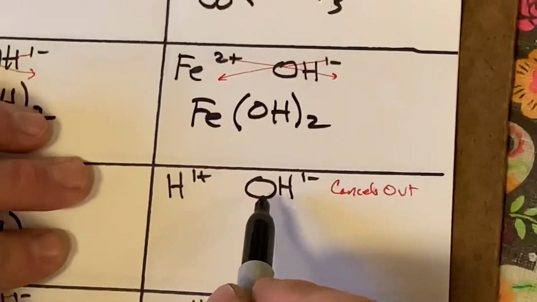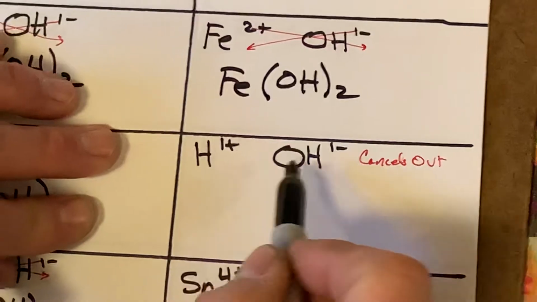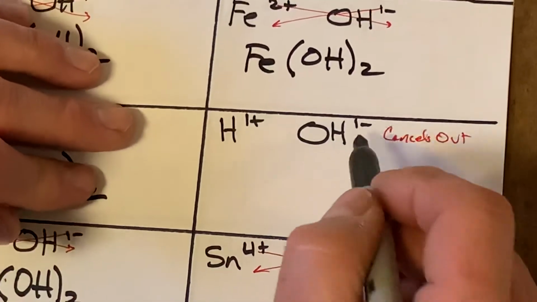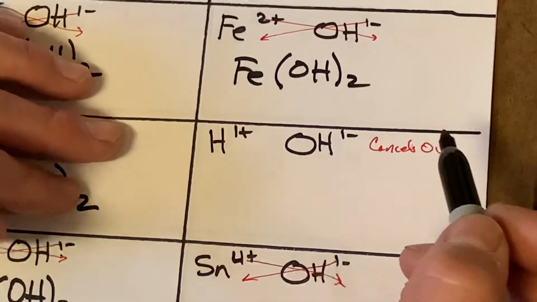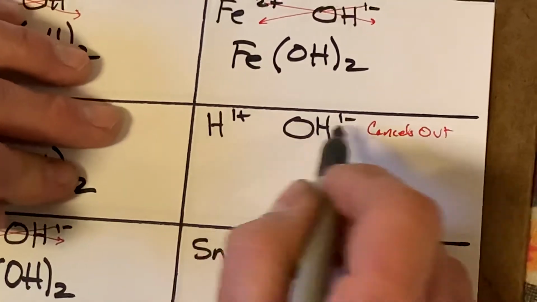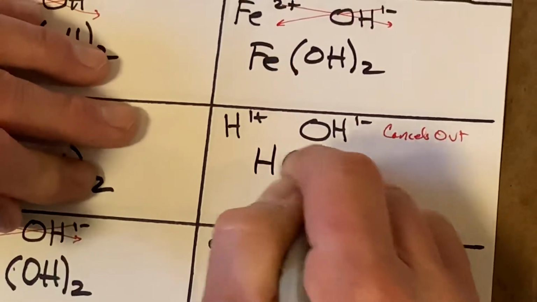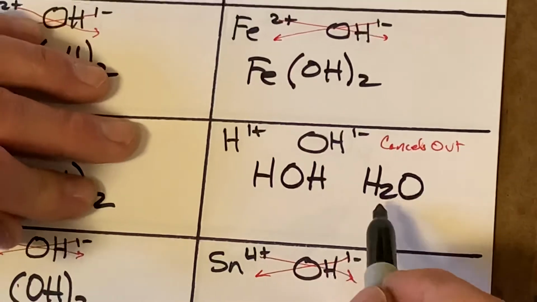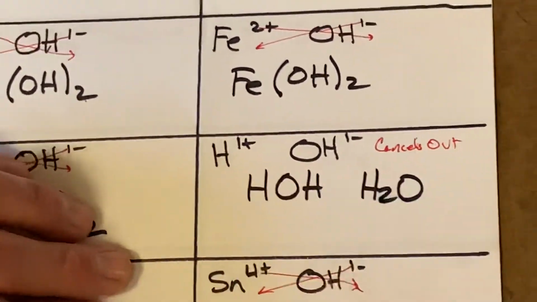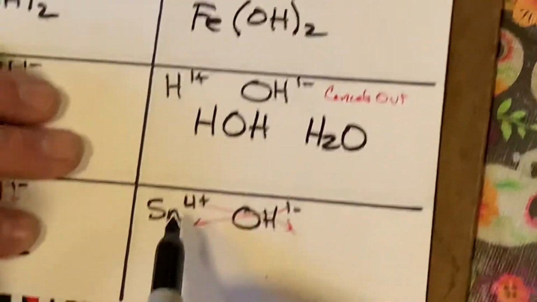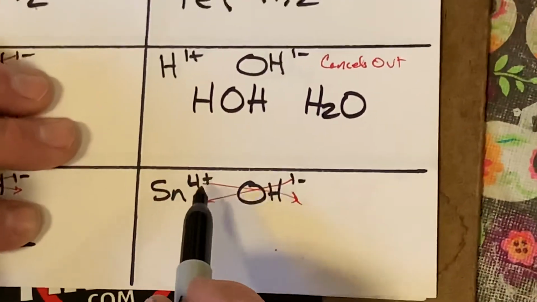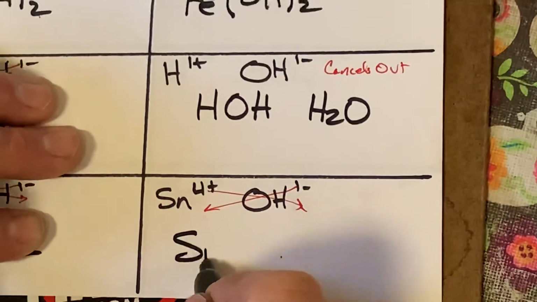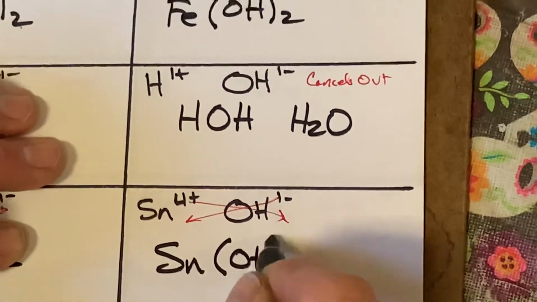Then we have HOH, hydrogen hydroxide, or as you were looking, what did we also call that? We had dihydrogen oxide, stuff like that. So here we go. They're going to cancel out, and you end up with HOH, which we can also write as H2O. This would be the result of an acid-base reaction where they neutralize. And then the last one, we have tin hydroxide. So we need 4 hydroxide ions for every 1 tin ion. So Sn(OH)4.